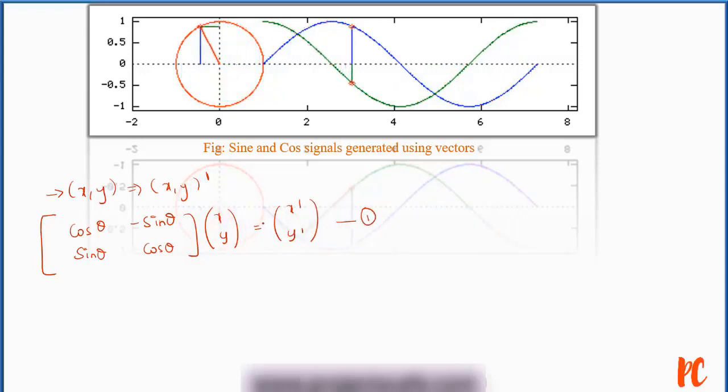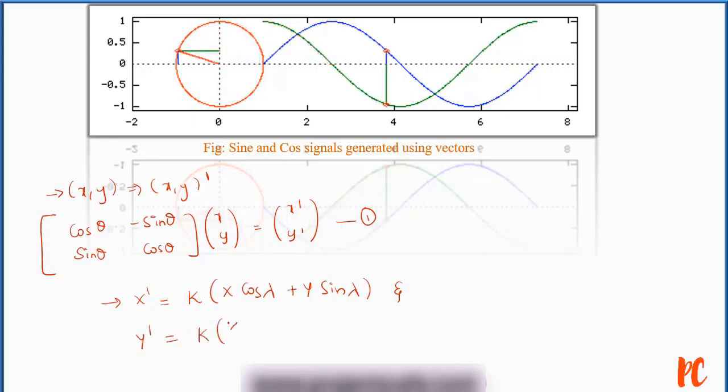Let's consider that we need to compute the rotation, avoiding long computational delays from trigonometric functions, as x bar equals some constant k, which I am defining, into x cos lambda plus y sin lambda. Similarly, y bar equals constant k into y cos lambda plus x sin lambda. As said earlier, this k will represent some constant value, for which I am going to give a fixed angle of rotation.